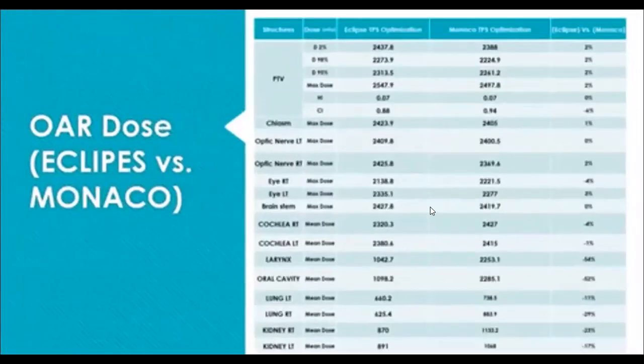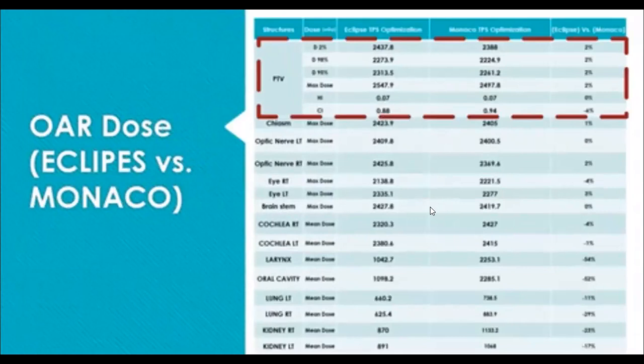As shown in the table, there is no significant difference in BTV doses between the Monaco plan and the Eclipse plan, but in terms of conformity index, Eclipse is more conformal than Monaco. Monaco plan mean doses were higher than Eclipse for the larynx by 54%, oral cavity by 52%, and for both lungs about 20%, and both kidneys about 20% higher than the Eclipse plan.